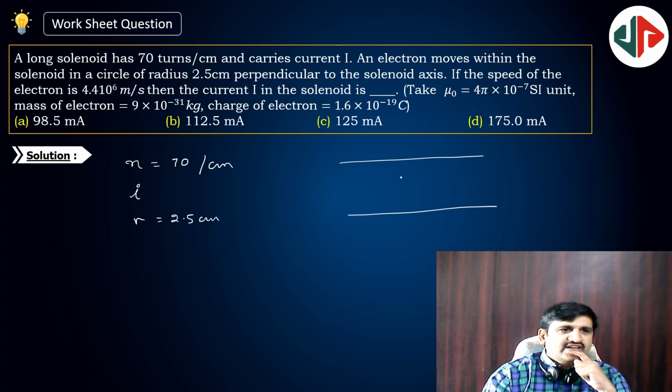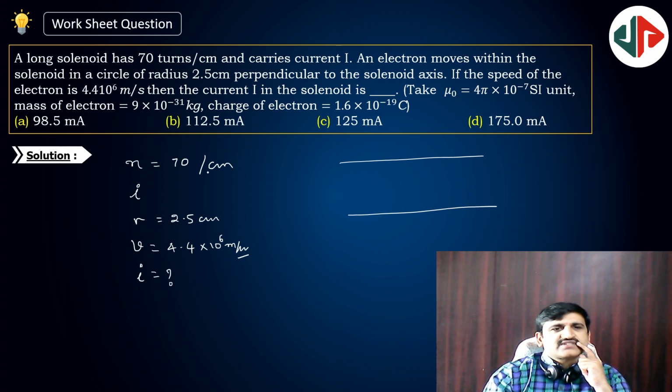If the speed of the electron is v = 4.4 × 10^6 meters per second, the current I in the solenoid is equal to how much? Again, a long solenoid has 70 turns per centimeter, carries current I. If an electron moves within the solenoid in a circle of radius 2.5 centimeter perpendicular to the solenoid axis, and the speed is given, okay, and some things are missing here.